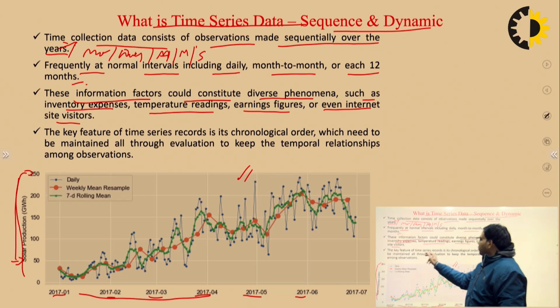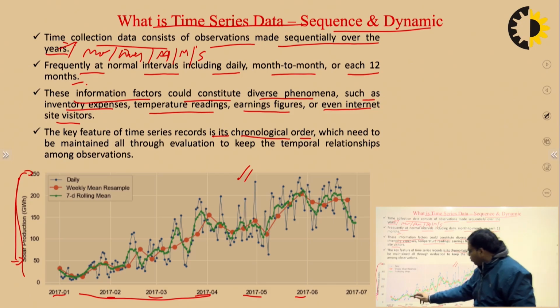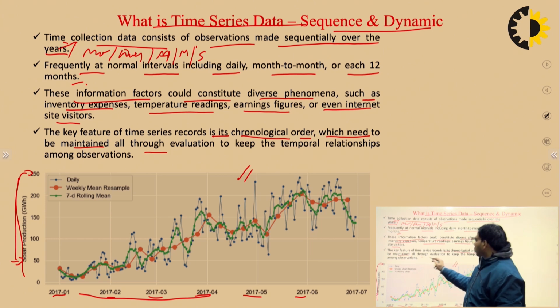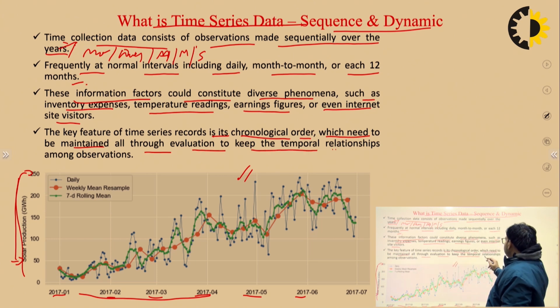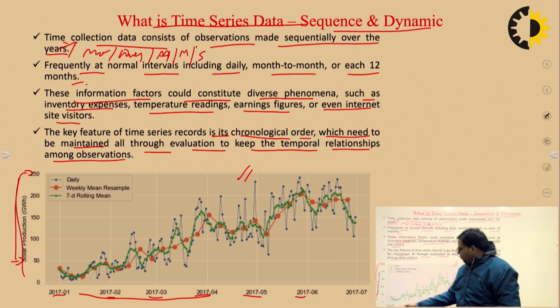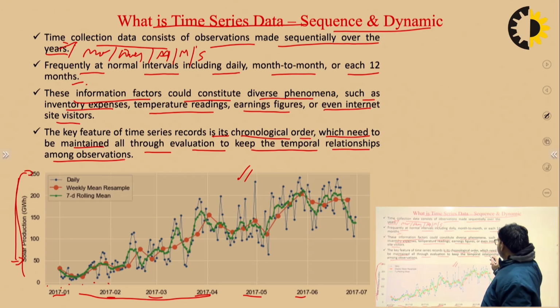The key feature of a time series record is its chronological order. This chronology needs to be maintained throughout the evaluation to keep the temporal relationships among observations. Like if this interval is one year, then another interval must also be a year, again a year, again a year, just to maintain this temporal relationship, right?